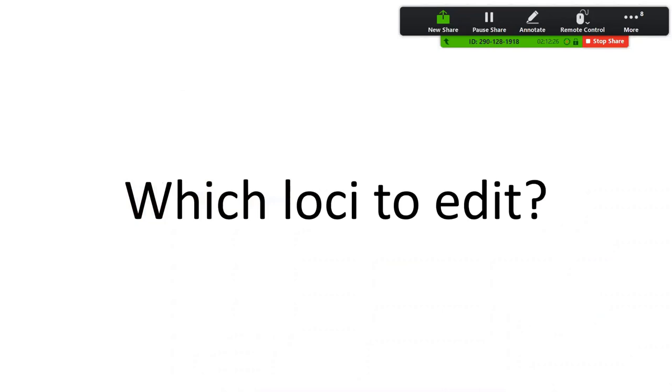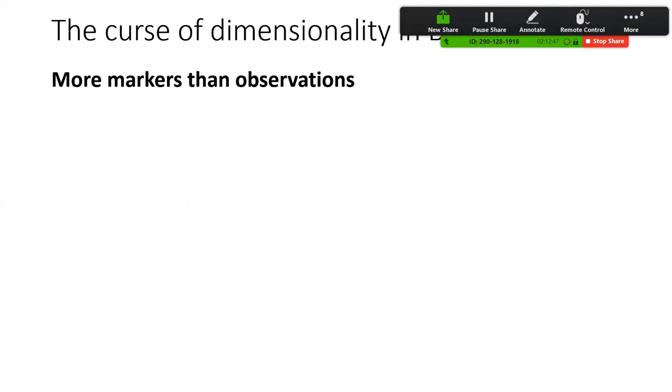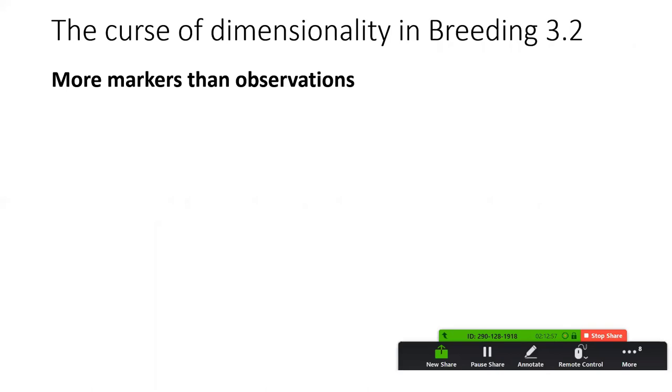But the key question that actually will require a lot of computational biology is what are the loci that we should edit. We certainly will be able to edit a lot of loci, but we need to choose a particular set that is more likely to have an effect on the traits. And so we could use methods from breeding to select those loci that are the most likely to have an effect on the trait.